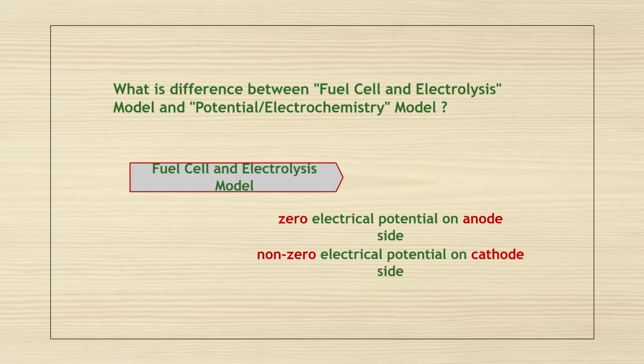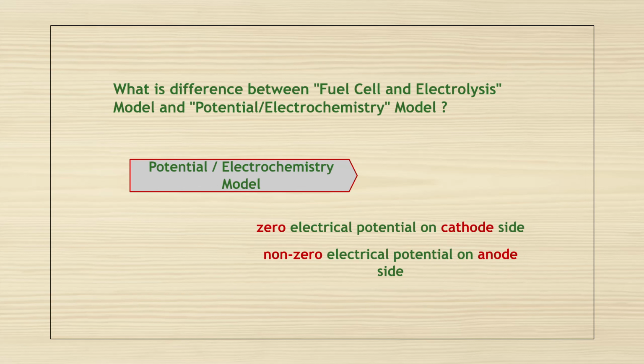For example, in the fuel cell and electrolysis model, the electric potential on the anode side is considered zero, and the electric potential on the cathode side has a non-zero value. Meanwhile, in the potential electrochemistry module, the electric potential on the cathode side is considered zero, and the electric potential on the anode side has a non-zero value.